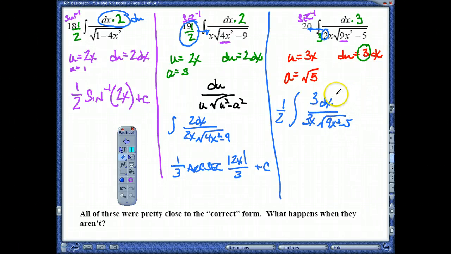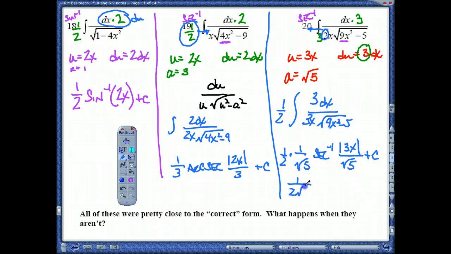So I have my du over u times the square root of u squared minus a squared. So 1/2 times 1 over a, which is 1 over square root of 5, times inverse secant or arc secant, however you want to write it, it's up to you. Absolute value of u over a plus c. And once again, you can multiply that out so you don't have quite so many fractions.